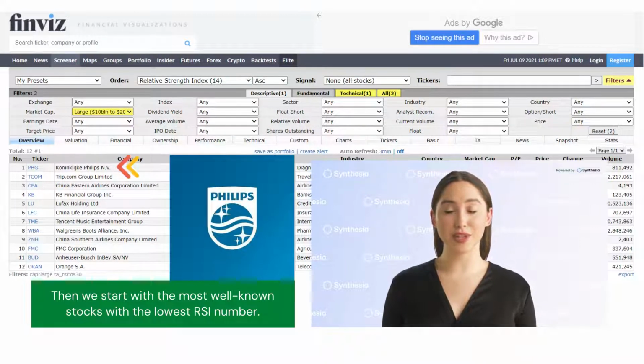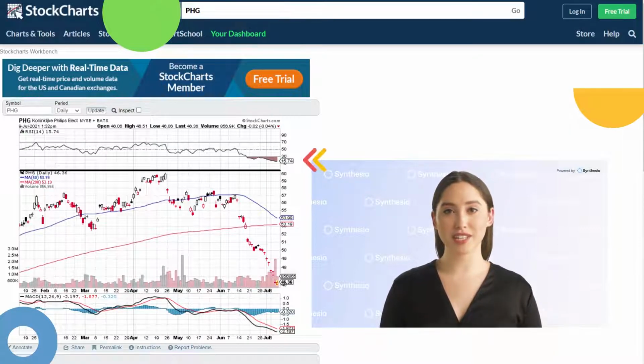Then we start with the stock with the lowest RSI number. We also favor stocks that are well-known. In this case, we will start with the well-known brand Philips, with the ticker name PHG, to research. Now we can go to stockcharts.com and enter the stock ticker PHG to see the RSI chart. As we can see, the stock is at 15.74, which is massively oversold, meaning less demand, which means lower prices.